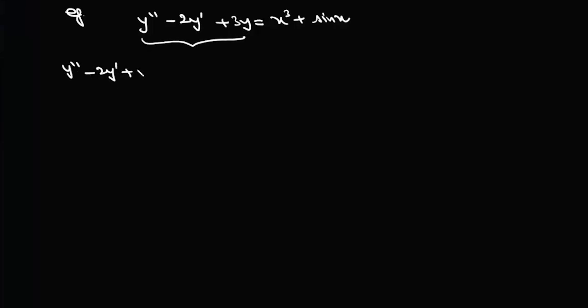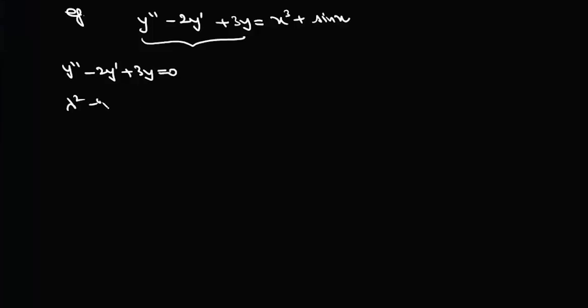Now suppose the question is y double dash minus 2y dash plus 3y, and it is equal to x cube plus sin x. Now first we have to solve for yh. So we have to solve y double dash minus 2y dash plus 3y equals to 0.